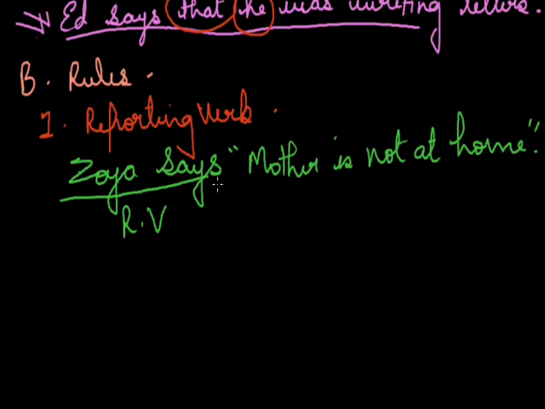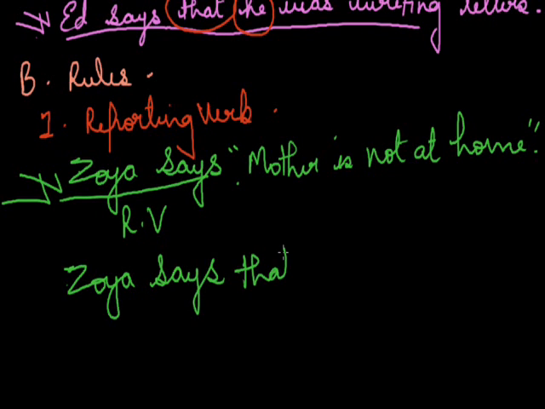Now the reporting verb is in simple present, that is, in present tense. So if the reporting verb is in present tense, the words which are enclosed in inverted commas will not be changed. So now let's frame an indirect speech without changing the tense. Zoya says that, as it is, mother is not at home.